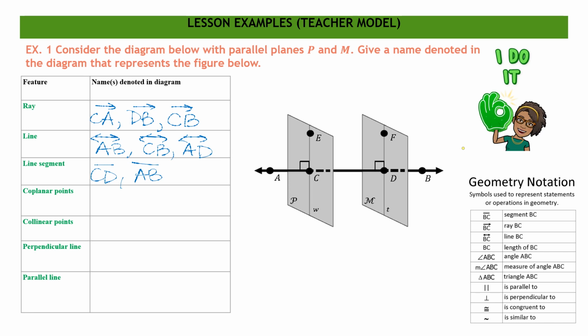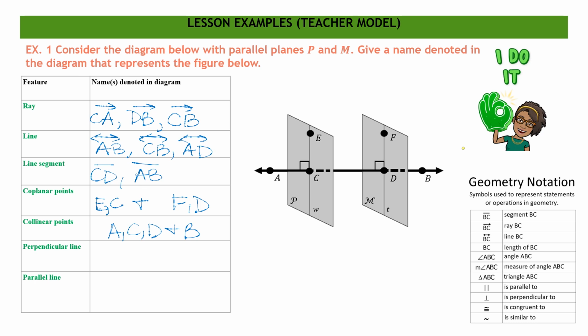Coplanar points. So remember, coplanar points are any points that are on the same plane. I have 2 examples of those. I have points E and C. E and C are on plane P, and I have points F, D. F, D are on plane M. Collinear points. So remember, collinear points are points that are on the same line. As you can see, we have 4 points that are on the same line. We have points A, C, D, and point B.